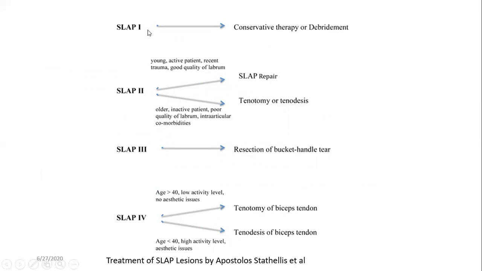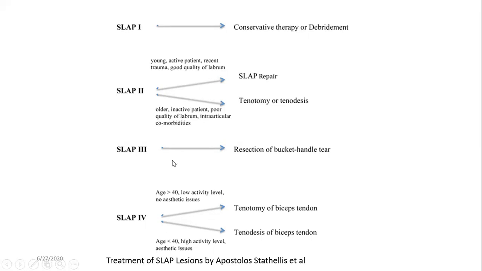For the SLAP 1 tear, conservative therapy or debridement. For SLAP type 2, in young active patients with recent trauma and good quality of labrum, SLAP repair must be done. For older, inactive patients with poor quality of labrum or intra-articular comorbidities, tenotomy or tenodesis can be the surgical option.